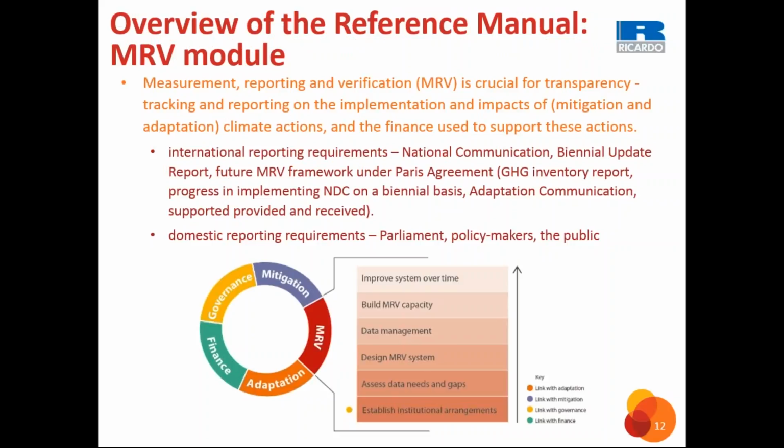So this next slide is about the final module, the MRV, Measurement, Reporting and Verification, and this is also known as transparency under the Paris Agreement. So this can mean many things. The Paris Agreement talks about it in terms of providing information necessary to track progress made in implementing and achieving the NDC. Again, that's quite broad, and it could cover mitigation, adaptation, and climate finance.